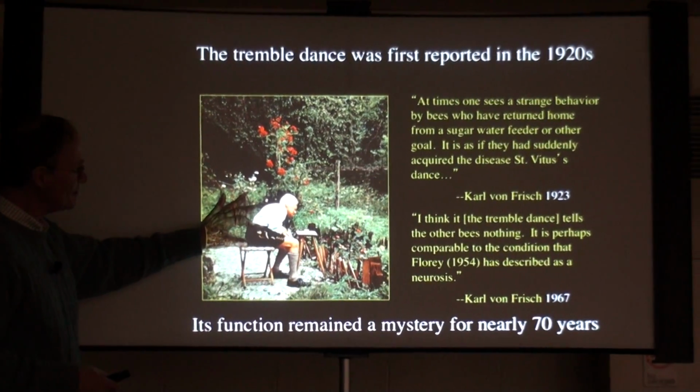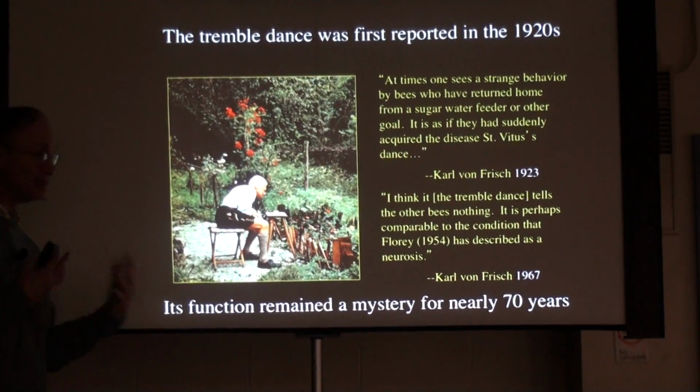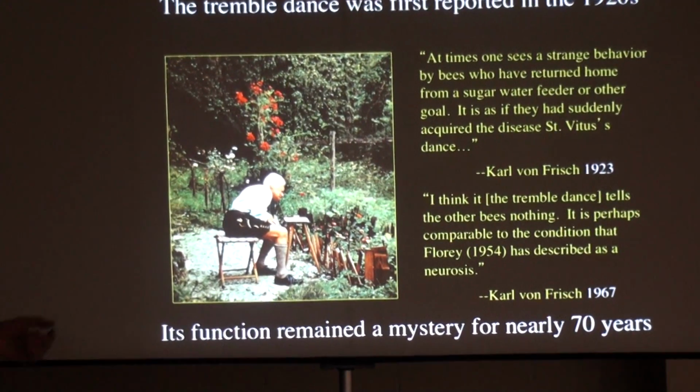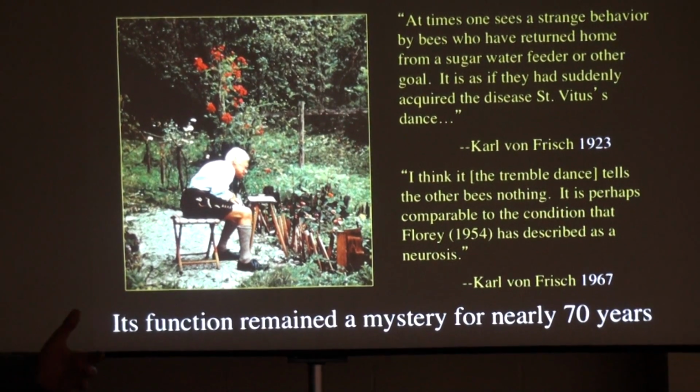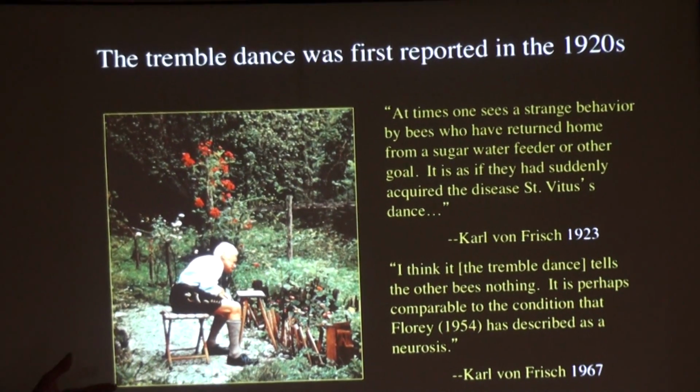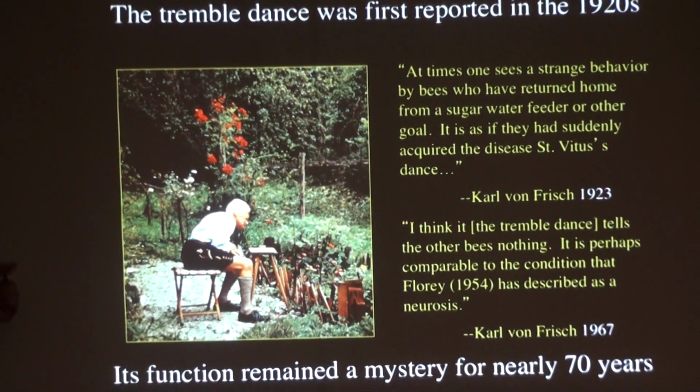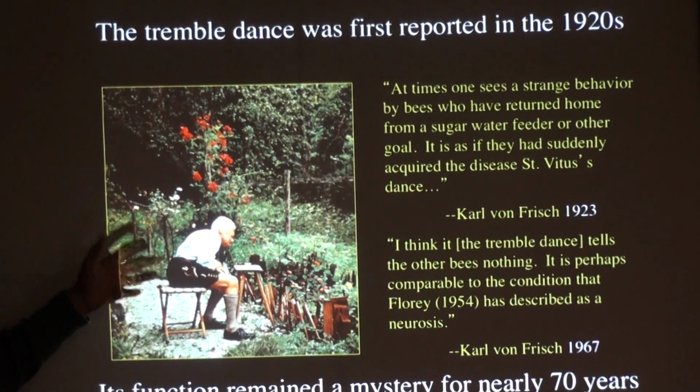This gentleman is Carl von Frisch. He's my mentor. He's my hero. He was a scientist. He was born in 1895, I think. Passed on in 1982. He was the person that deciphered the waggle dance.